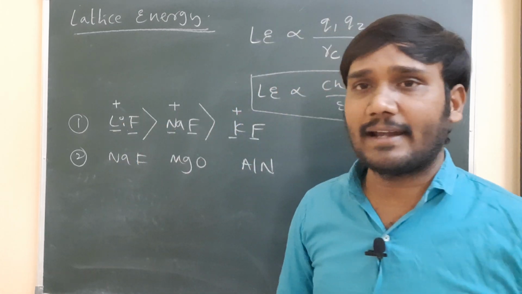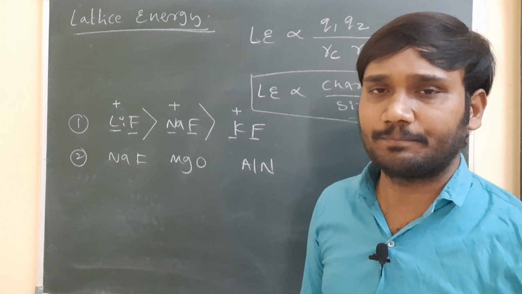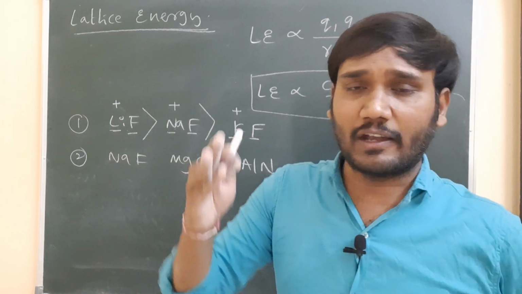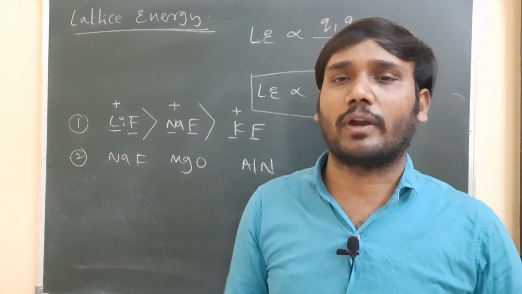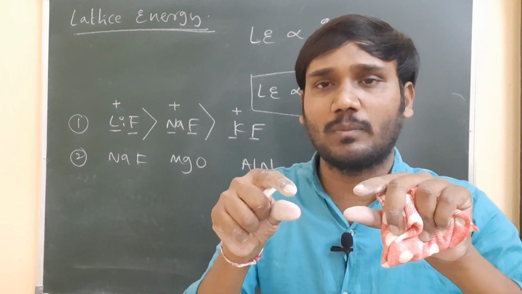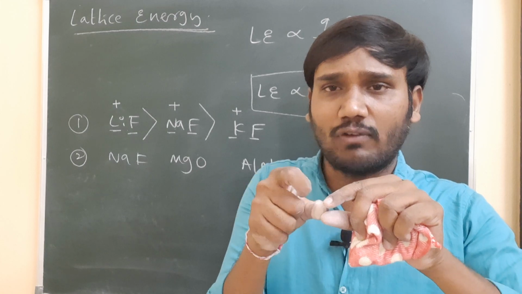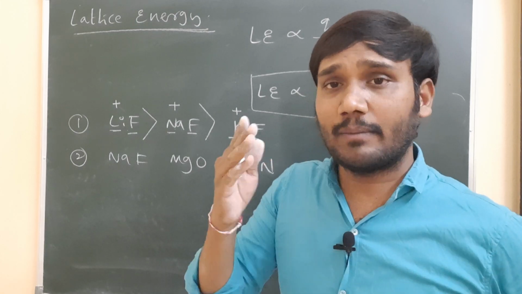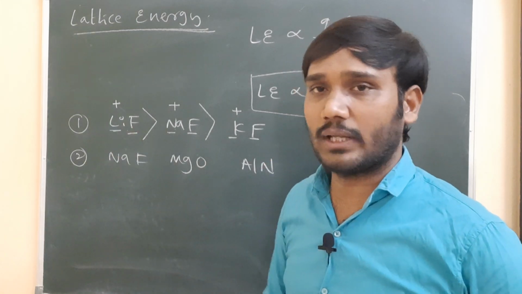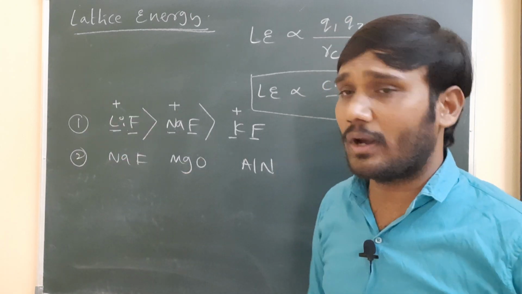It means lattice energy is more for lithium fluoride. A very large amount of energy is required to break lithium fluoride, because lithium is small and fluorine is small. The two small ions come close to each other and form a strong bond. To break that bond requires more energy. So lithium fluoride has more lattice energy.